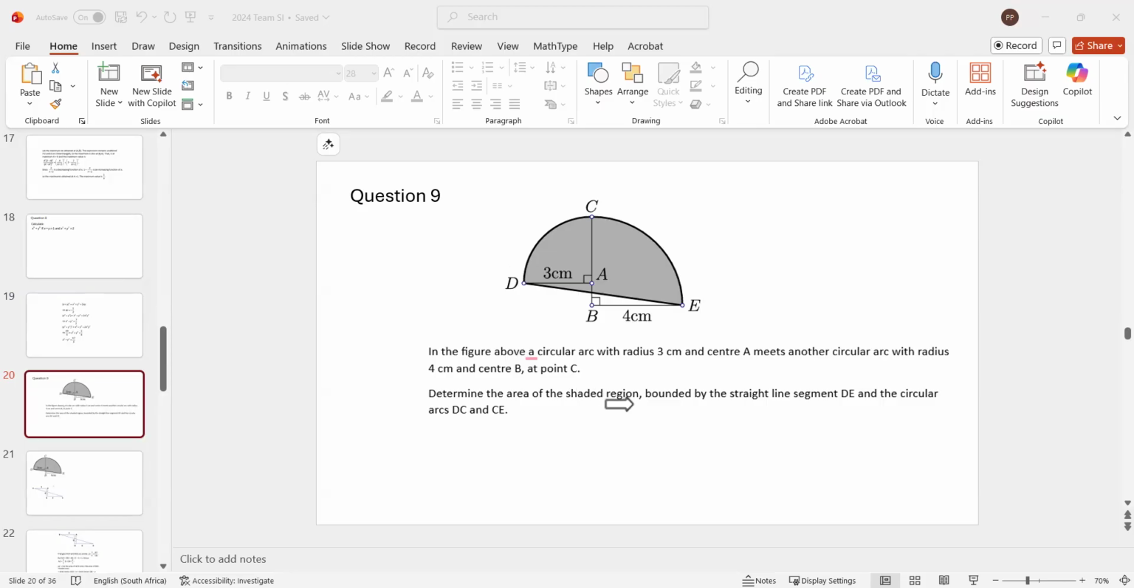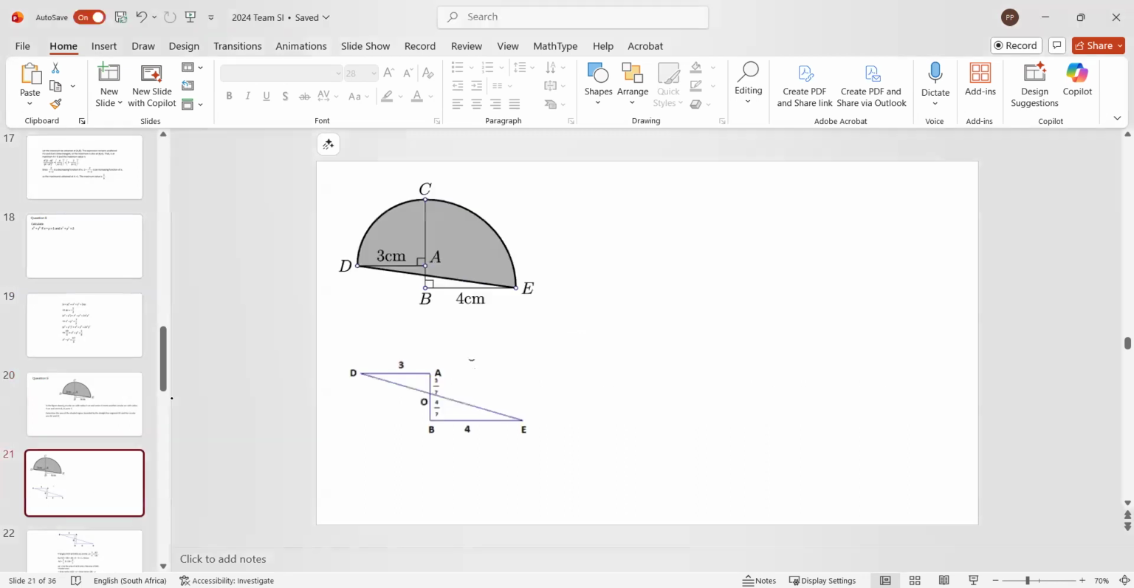So the question is determine the area of the shaded region. And well, they explain the shaded region. And that's easy to see. You just join this and shade that part. Okay, so what is this shaded region? That is the question. Okay, I've drawn this diagram again on the next page. So let us try to calculate this.